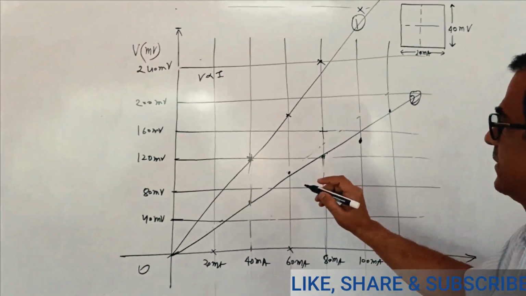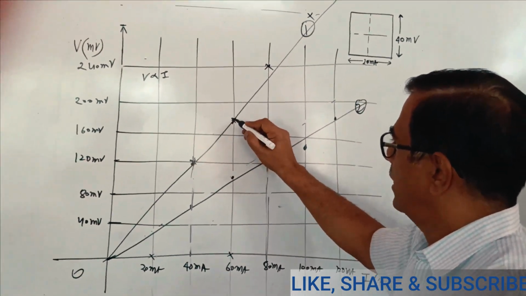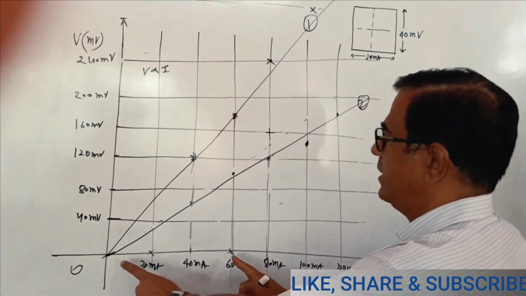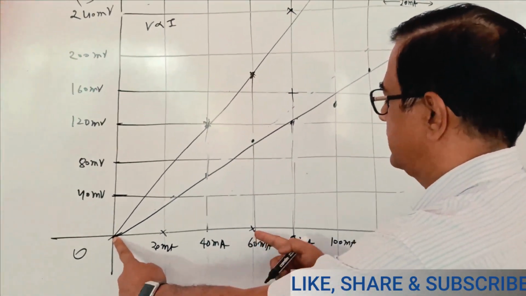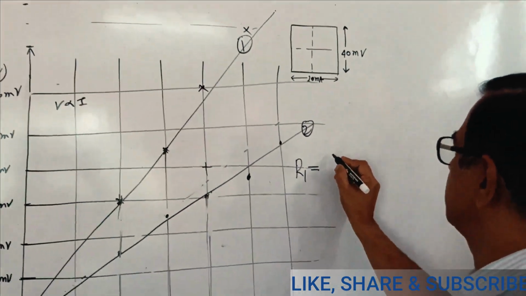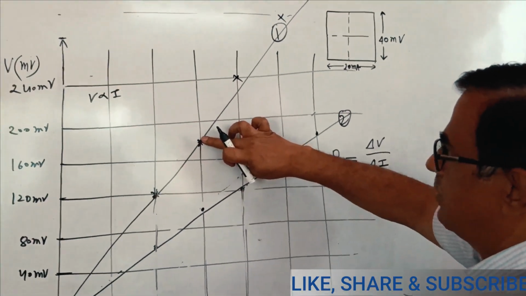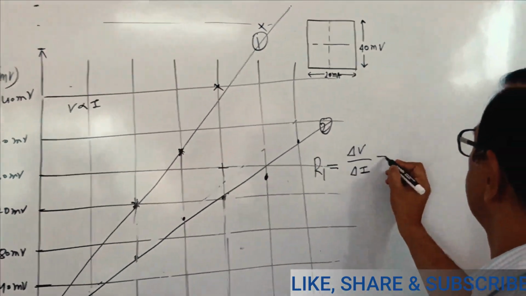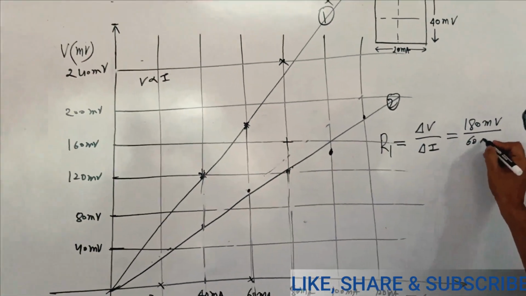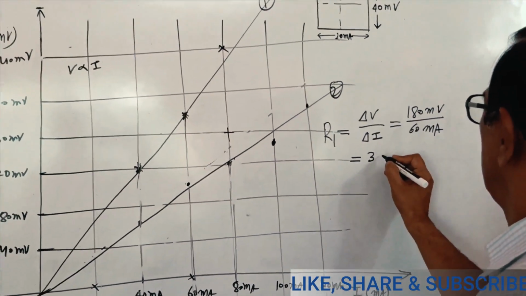To find the resistance of wire 1, let's choose this point and drop a perpendicular. We know this value is equal to how much? This is 180, and 180 divided by this value of current, which is 60, should give us the resistance. So the resistance of wire 1, delta V by delta I, is 180 millivolt upon 60 milliampere, which is equal to 3 ohms.